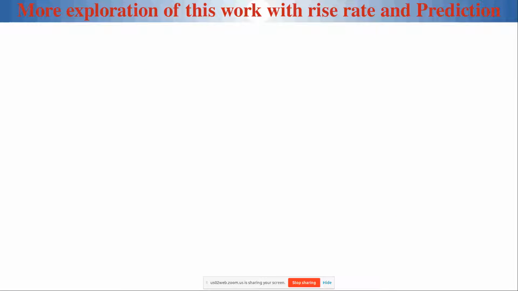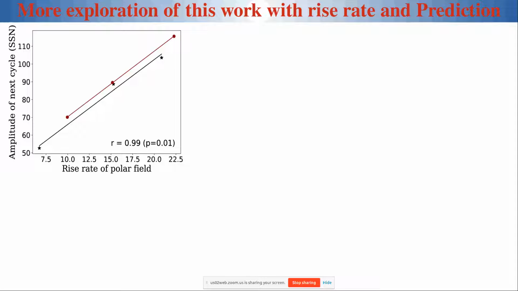After this work, we explored more about solar cycle prediction, and we computed the correlation coefficient of the polar field rise rate with the next cycle amplitude. This is the observational data plot in which we computed the polar field rise rate correlation with the amplitude of the next cycle. Here there are only 3 points, so there may be some doubt on the reliability of this data, but here we get a strong correlation.